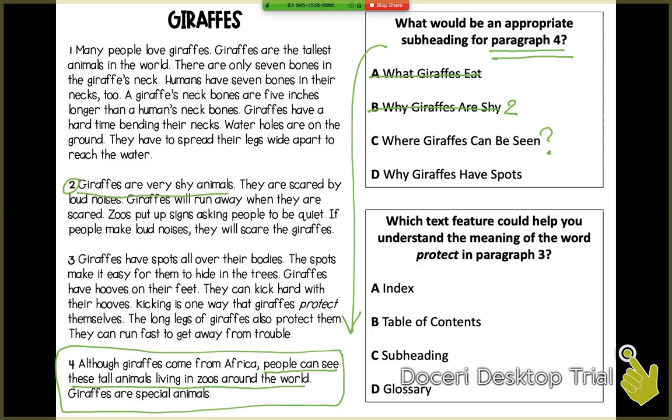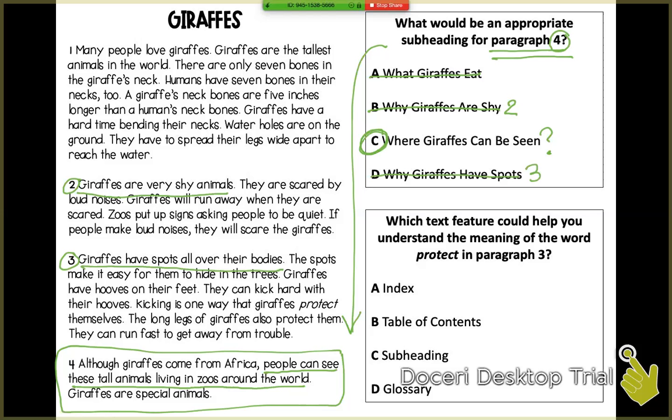D says, why giraffes have spots. I do remember seeing that again in paragraph 3. Giraffes have spots all over their bodies, and it tells me why they have their spots, why they're important. So this would be a great subheading for paragraph 3. But this one is asking about paragraph 4. So I'm going to slash it and trash it for paragraph 4. And the one that best fits paragraph 4 is where giraffes can be seen.